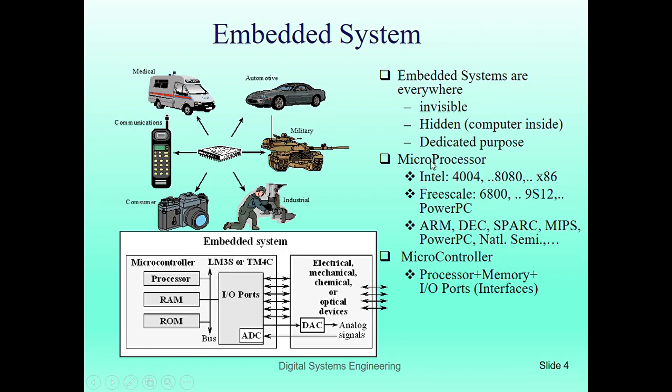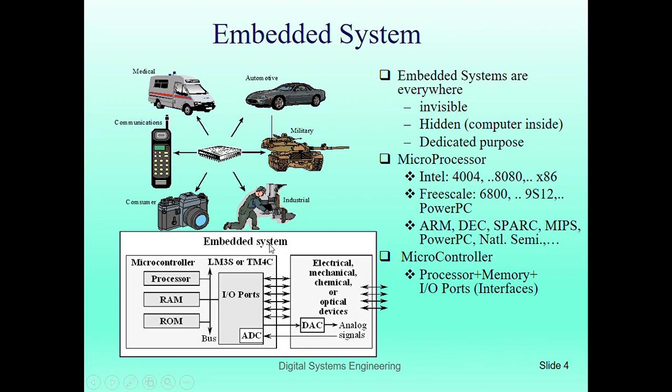The possible microprocessors which you can use in embedded systems may be the Intel microprocessors. They developed a lot of good microprocessors, and they have been developing them since the 1970s. You can also use the Freescale microprocessors, ARM microprocessors, and there are also some microcontrollers. The microcontrollers have processor, memory, IO devices, interfaces, everything on a single chip.